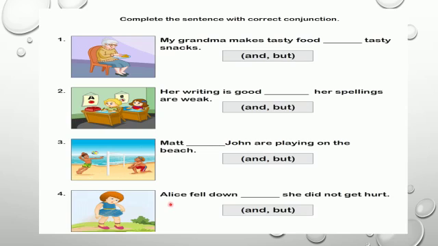Next is: Alice fell down dash she did not get hurt. So here she fell down, she did not get hurt. It is an opposite thing. That's why we will use but. Hope you have understood this.